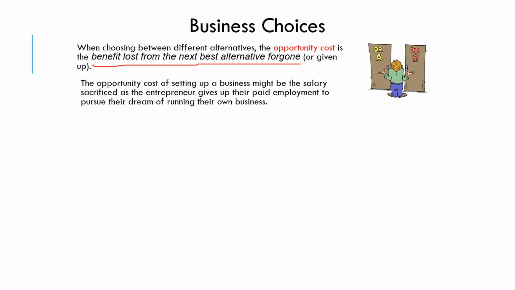So the opportunity cost of setting up a business might be the salary sacrificed as the entrepreneur gives up their paid employment to pursue their dream of running their own business. So the decision here, what is the decision? The decision here is to set up a business. And what might be the opportunity cost of that? Well, what was the next best alternative? The next best alternative was the fact that they could have stayed in paid employment. And so what was the value of that? That would have been the salary they could have earned. So the opportunity cost of setting up the business will be the salary they could have had if they'd stayed in the next best option, which was to stay working for another business.